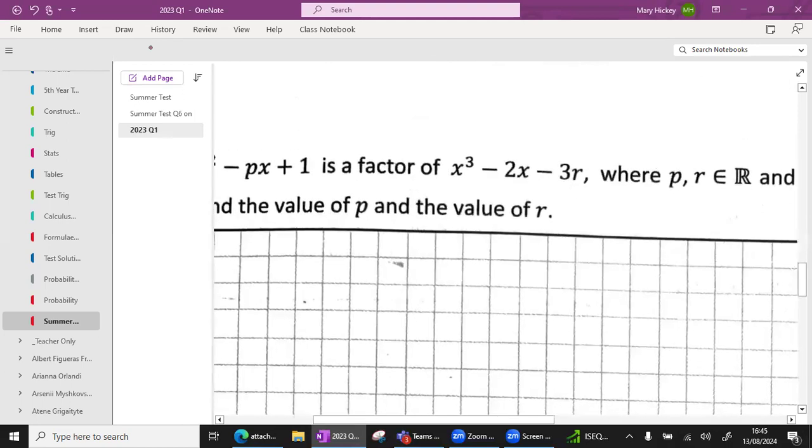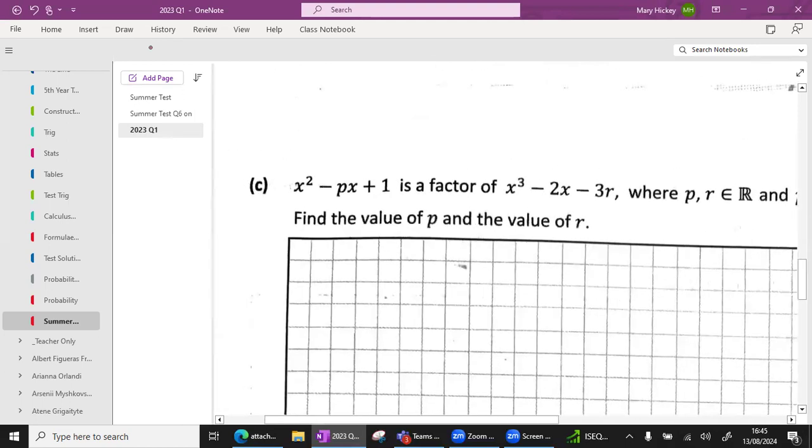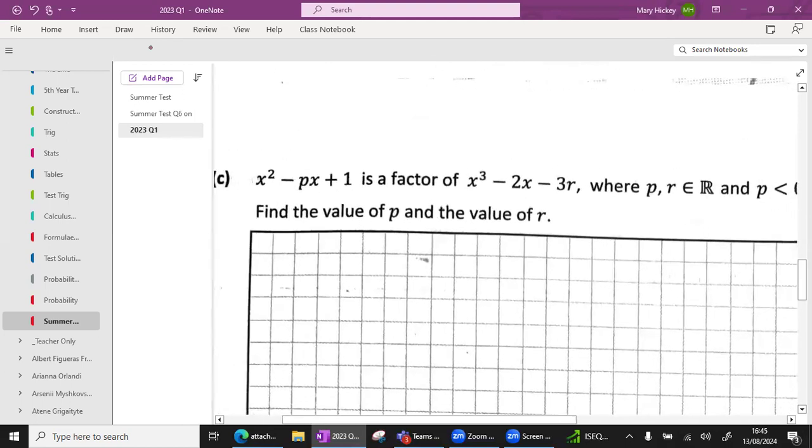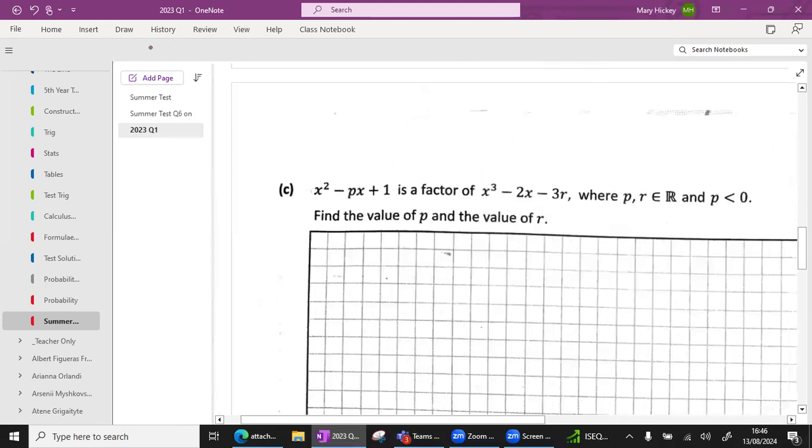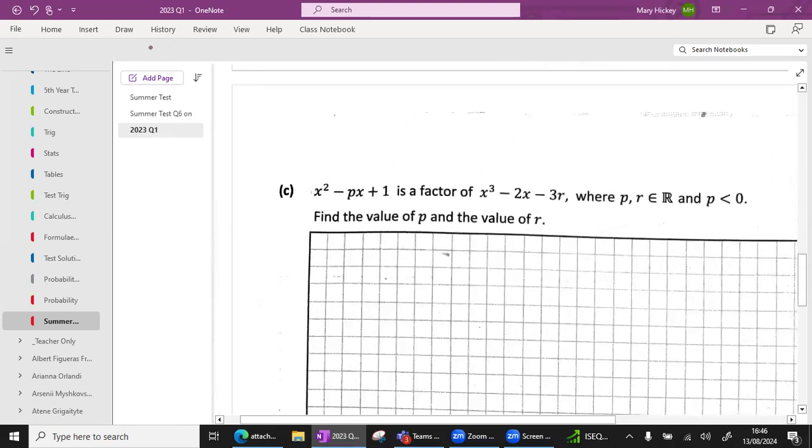Now, there was one more part to this question, wasn't there? Yeah, part C. So we were told that x squared minus px plus 1 is a factor of x cubed minus 2x minus 3r, where p and r are elements of R and p is less than 0. Find the value of p and the value of r.